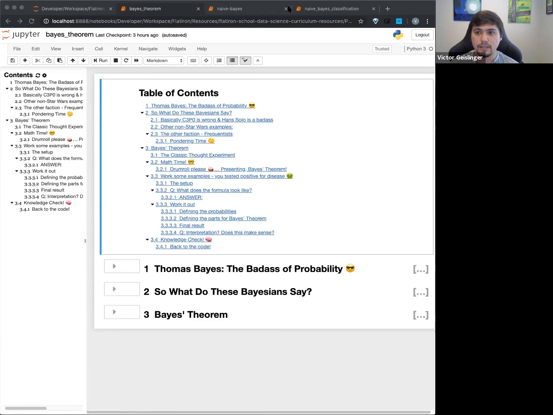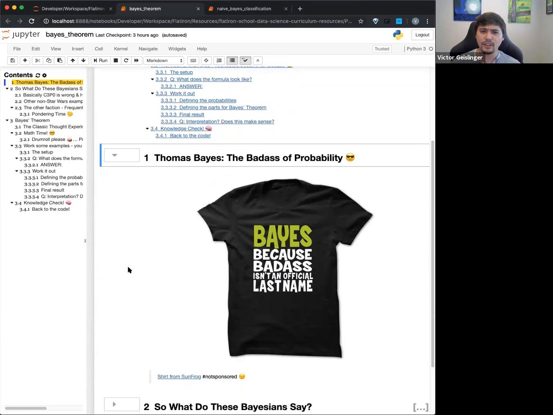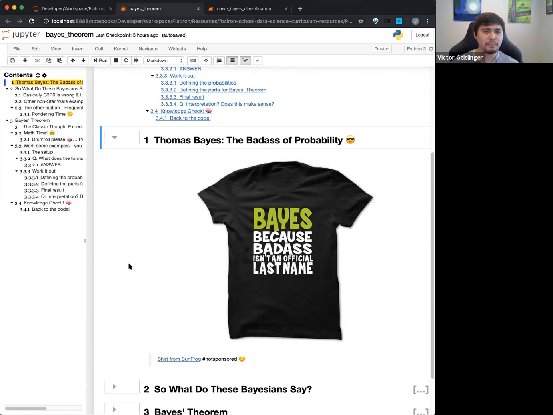The main thing we're going to talk about is basically Bayes theorem. Some people have a bit of a cult following for Bayes. Maybe it's deserved, maybe it's not, but Bayes is a pretty cool person. So let's get right into it. Thomas Bayes, like I said, the badass of probability. I literally searched for interesting pictures of Bayes badass, and this is the first thing that popped up.